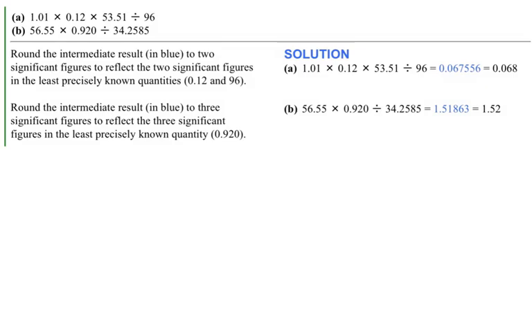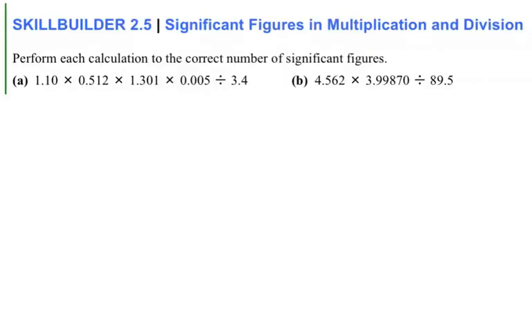Okay? Now let's do a quick skill builder here. We got 2 more problems. Notice the part A. You're multiplying 1.10 times 0.512 times 1.301 times 0.005, and then you're going to divide that by 3.4.